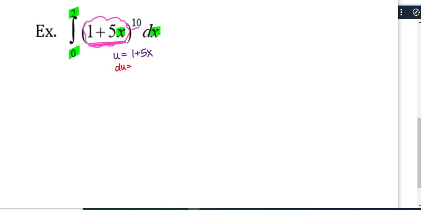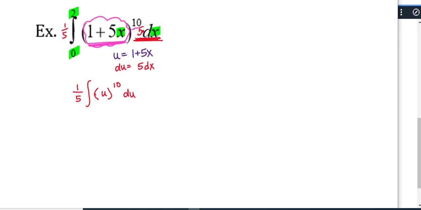Then du is 5 dx. We talked in the last few videos about how I will multiply a 5 in, because then there's my 5 dx, and I will put a 1/5 out front. So what this actually looks like is I have a 1/5 out front. I'm not going to put my bounds on just yet. I'll fix that in a second. This 1 plus 5x is really u to the 10th, and then that 5 dx becomes du. I think I can integrate that no problem.